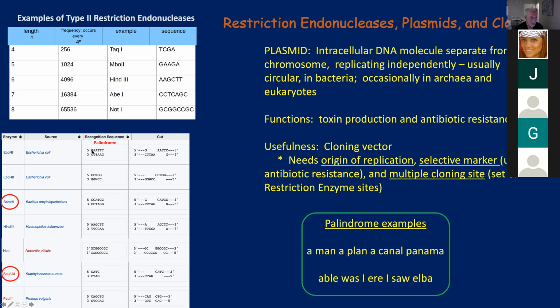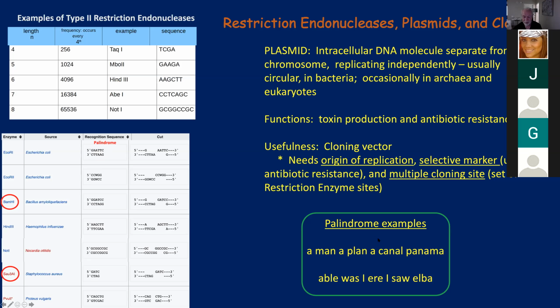a palindrome. So on one strand, starting at 5', it's GAATTC. You go to the other strand, and it's the same thing, starting at 5', it's GAATTC. And if you look at all of these, every one of them is a palindrome.